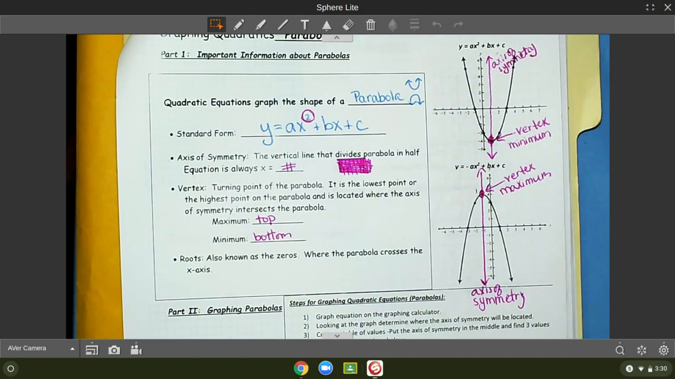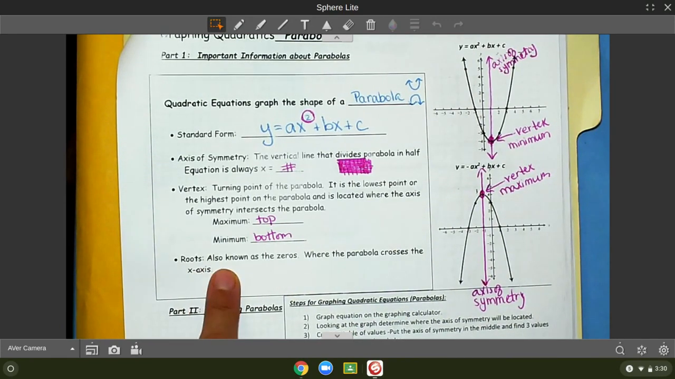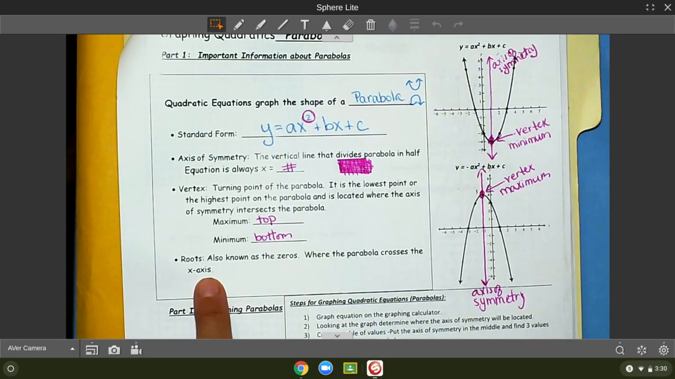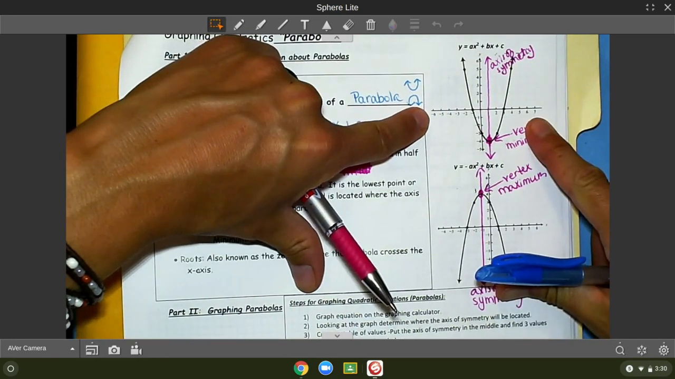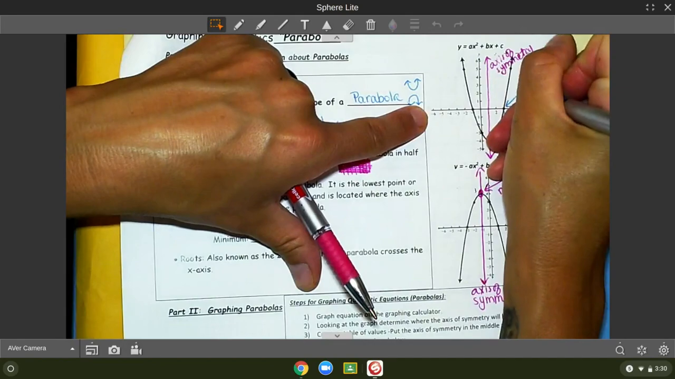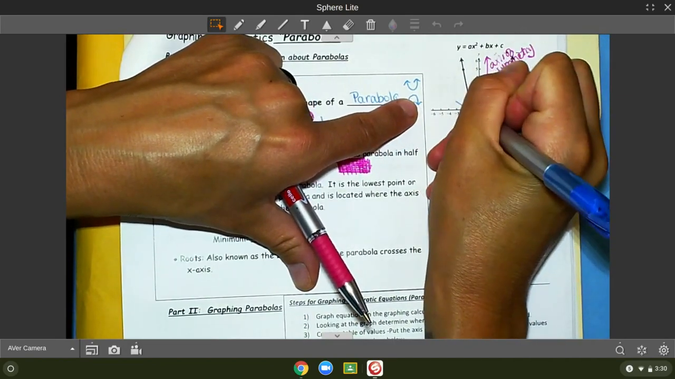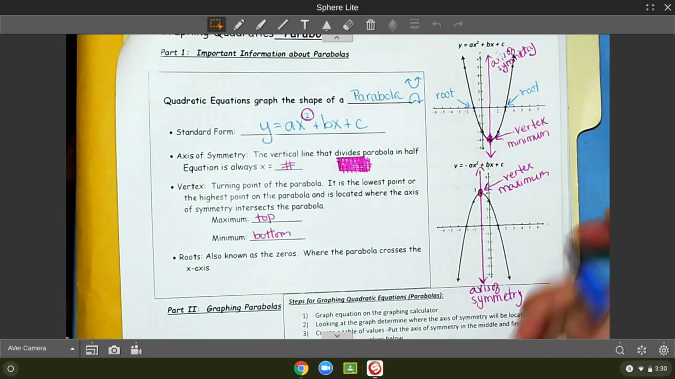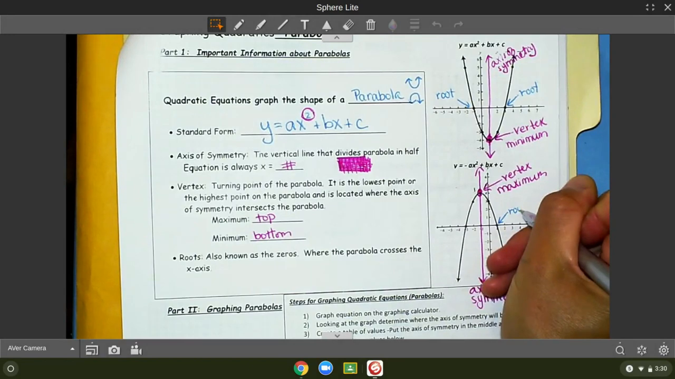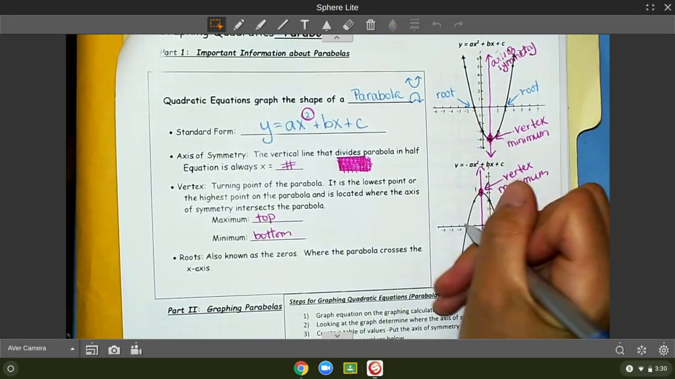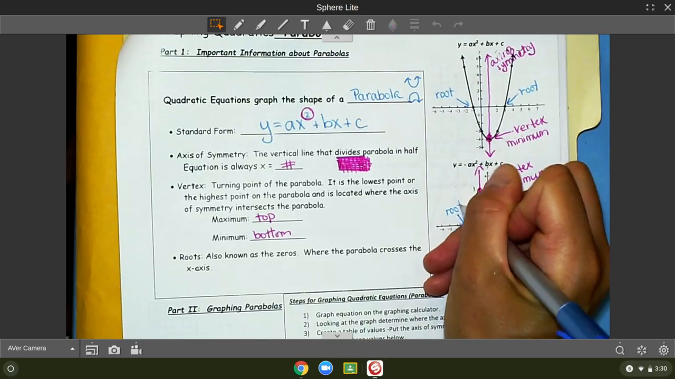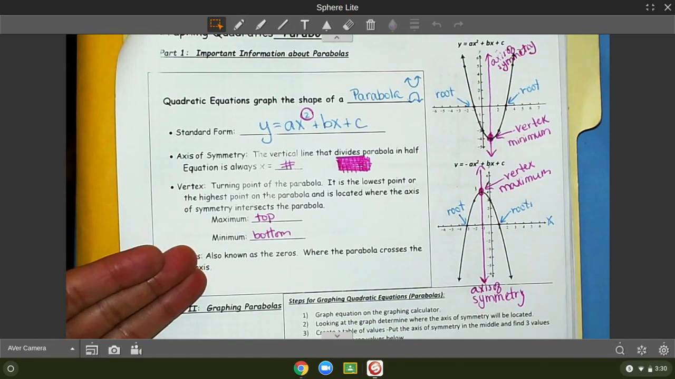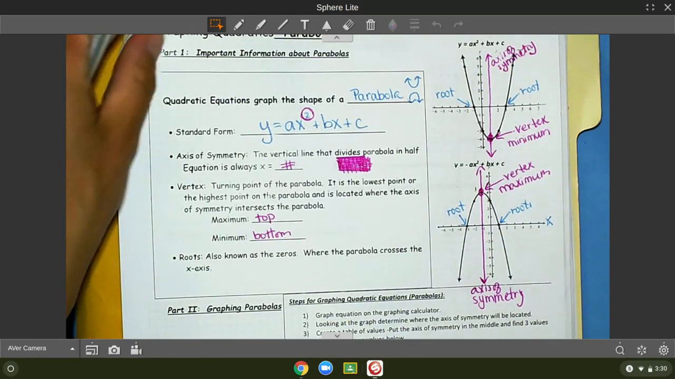All right, final part for parabolas, the roots, which are also known as the zeros. That is where a parabola crosses the x-axis. So if we look at our top parabola, here is a root, and here is a root. It's where they cross the x-axis. Now, if you look at the next one, again, we have two roots. It's where it crosses the x-axis. All right, so now we have all of the vocabulary we need, so we can go ahead and start graphing.